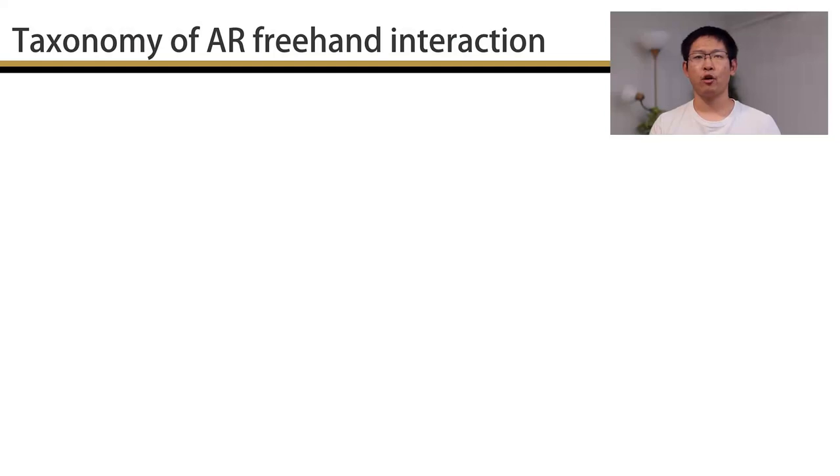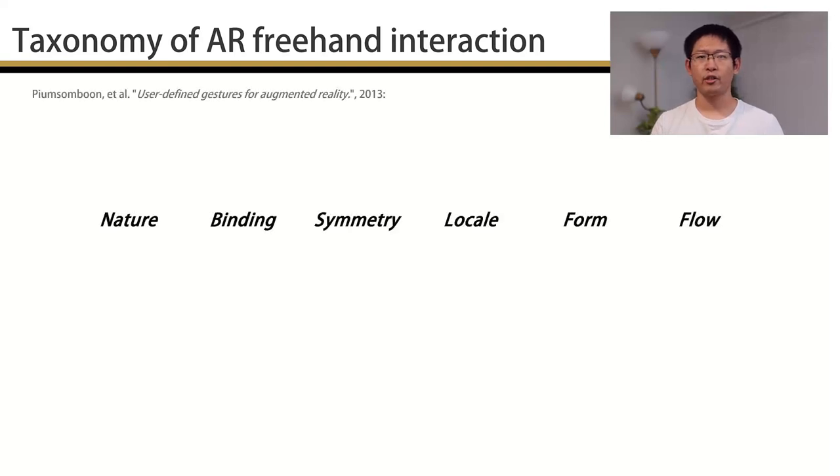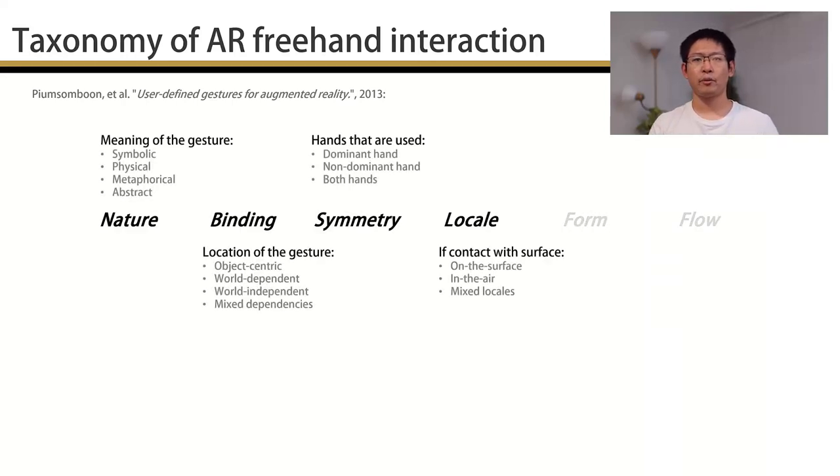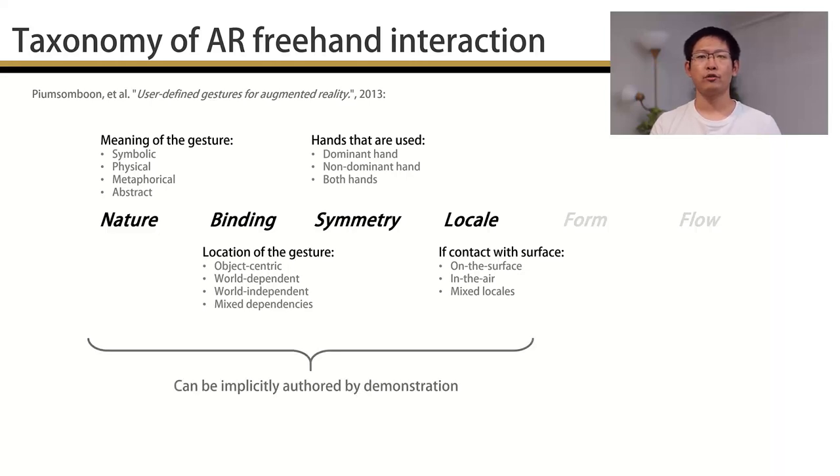Before diving into the authoring workflow, we first need to learn what types of gestures are used in AR. We follow an elicitation study done in 2013, which categorized the gestures in AR from six dimensions. The first four dimensions describe the semantic meaning and spatial properties of the gesture. These dimensions can be inferred from the user's demonstration. So a user does not have to tell the authoring system explicitly about this information.